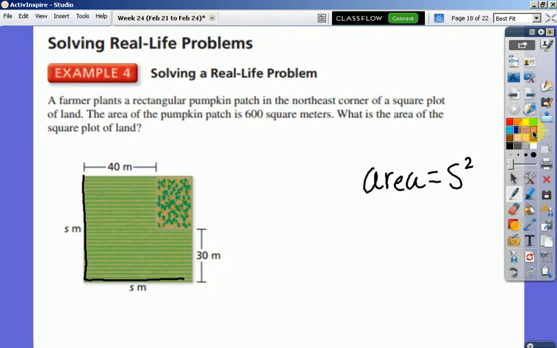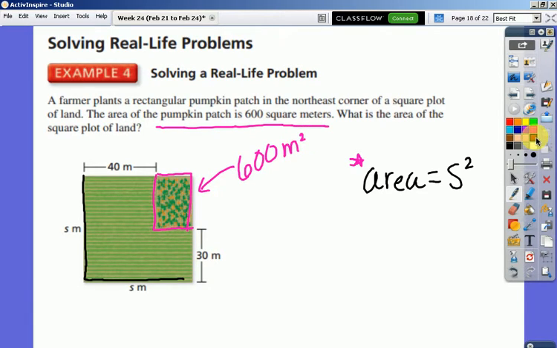Well, let's see if you get the right answer. Okay? So, the other thing that I have to look at is what I'm given in the problem. Even though this is sort of my main equation, I really can't do much with that. But I do know that the pumpkin patch itself is 600 square meters. So the area of this, that's 600 square meters.